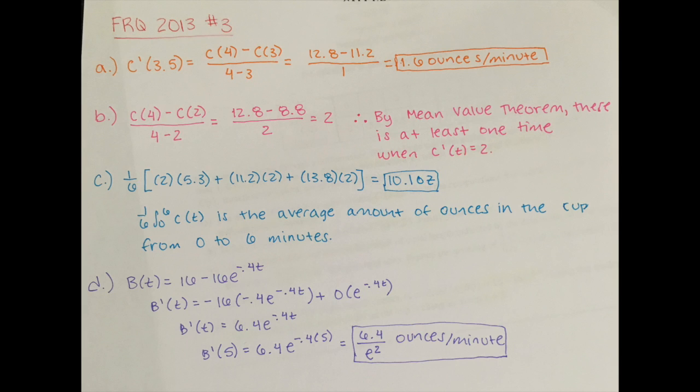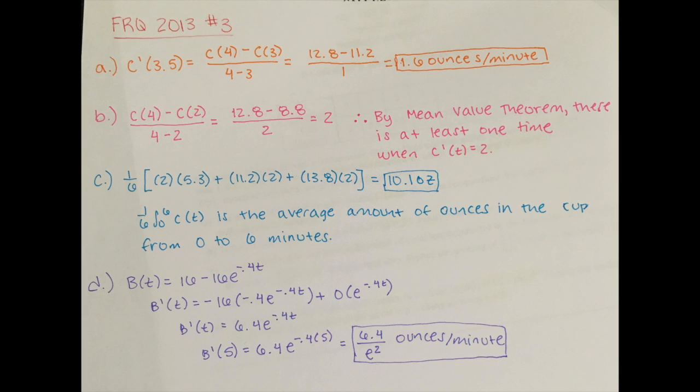In the problem, you can immediately recognize if they're asking for the average value or the average rate. For example, in part A, they were asking for c prime of 3.5, so this was a rate. In part C, they asked for 1/6 integral from 0 to 6 of c of t, which is the average value. The mean value theorem and the intermediate value theorem are also important. In part B, we used the mean value theorem to find if there was at least one time when c prime of t equaled 2.